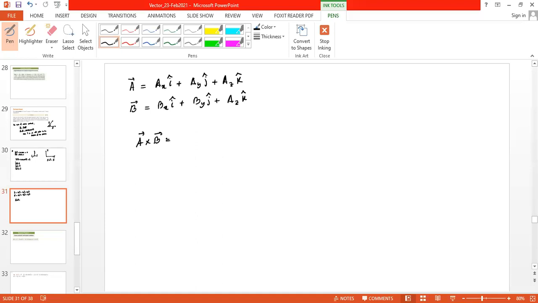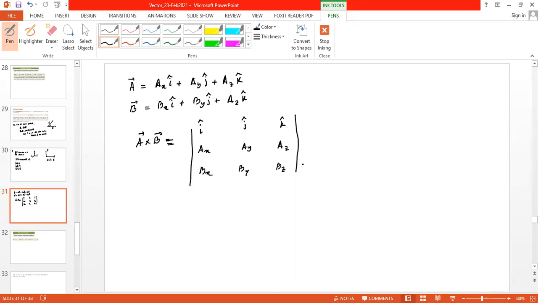To easily get the value of A cross B, I can use the determinant technique, like I, J, K. Are you guys familiar with this technique? Yes, sir. Okay, yeah, that's it. So AX, AY, AZ. The coefficient of J for A is AY, and the coefficient of K is AZ for vector A. And same for vector B. So this should be BX, BY, and BZ. Okay.